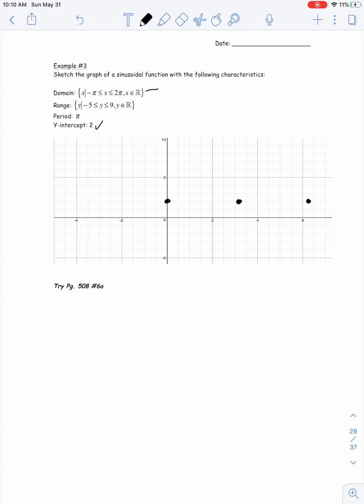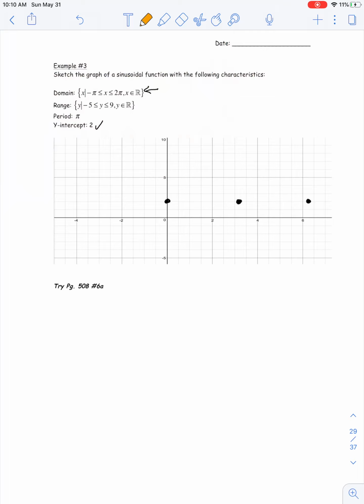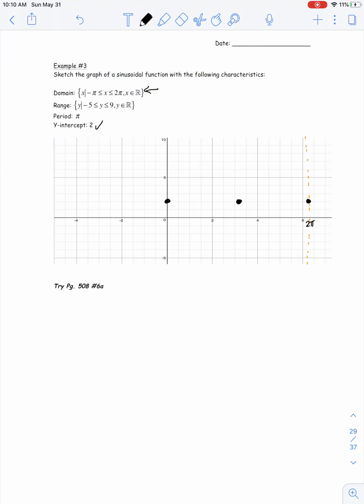And it does say to go from the domain of negative pi all the way to 2 pi. So my graph will stop right here. So I'm not going to have anything past this 2 pi value. So this is 2 pi here. This is my pi value right here.